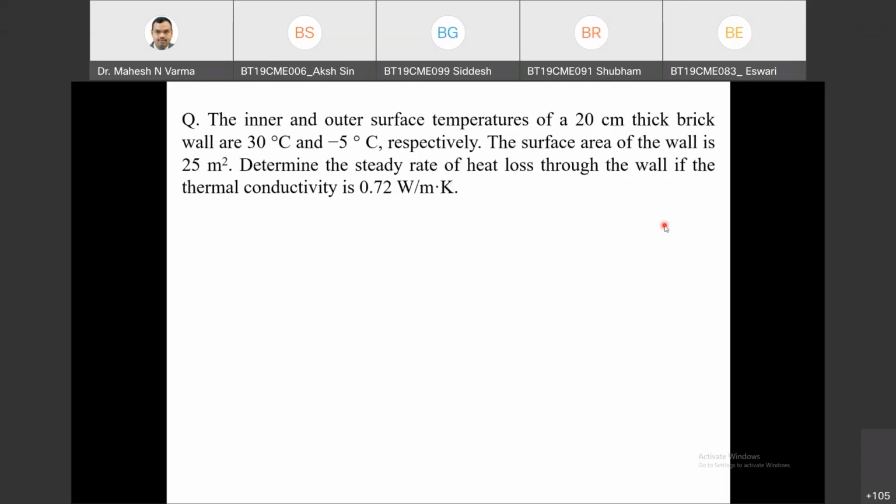Okay. So now solve this. This is very easy. Thermal conductivity is given, delta T is given, and delta X is also given. Area is given. Determine the steady rate of heat loss, rate of heat transfer. First get the flux, multiplied by area will give you rate of heat transfer. Flux equals K into dT by dX.